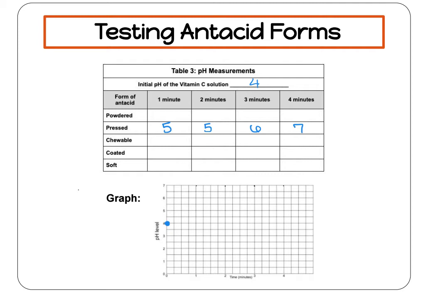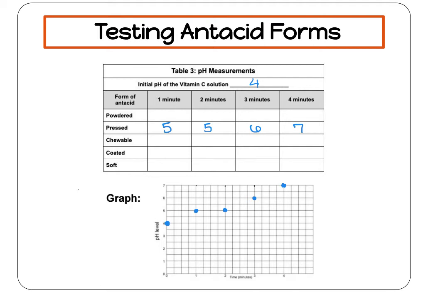When I tested my pH at 1 minute, I got a pH of 5. So I'm going to look at the bottom and go over to the 1 and then up to the 5 on the left-hand side and mark a dot where those two meet. I'm going to do the same thing for 2 minutes. So I also got a 5 pH at 2 minutes. At 3 minutes, I got a 6 pH. So along the bottom, I'm going to go over to the 3 and move up to the 6 and mark a dot there. For 4 minutes, I got a 7. So I'll mark a dot at 7 for those 4 minutes.